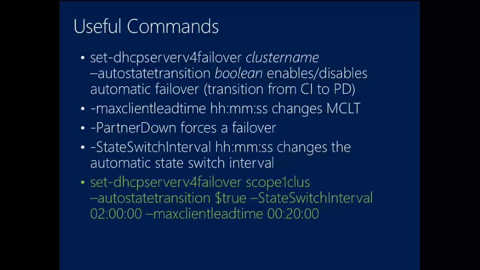Some useful commands. Let's look at a few. I want to give you some prototypic Set-DhcpServerv4Failover kind of stuff. So Set-DhcpServerv4Failover, scope 1 clus. That's the name of my relationship. Dash AutoStateTransition $true. That's the way that I'm going to say I want to do automatic failover. That's the way I'm checking that box.